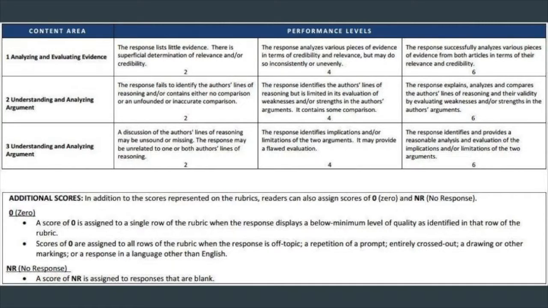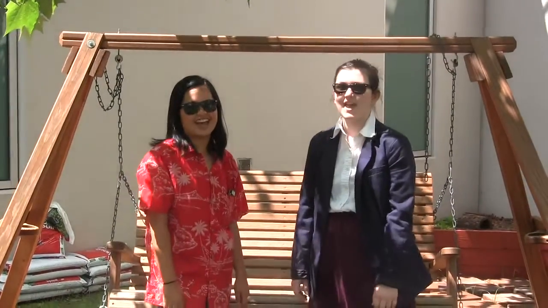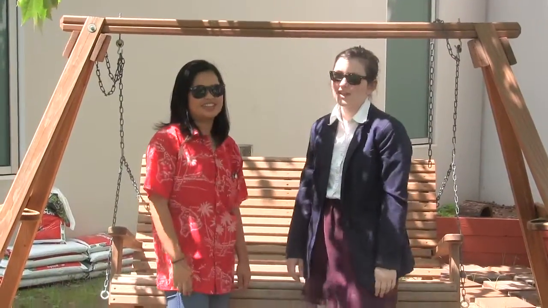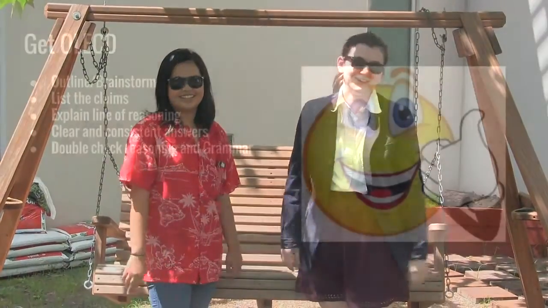Another way to earn a 0 is that scores of 0 are assigned to all rows of the rubric when the response is off topic, a repetition of the prompt, entirely crossed out, a drawing or markings, or a response in a language other than English. There is one more response, NR. The way you earn an NR, or no response, is you must leave that area completely blank of all writing. In order to get a good grade on question 2, you have to get OLECT.